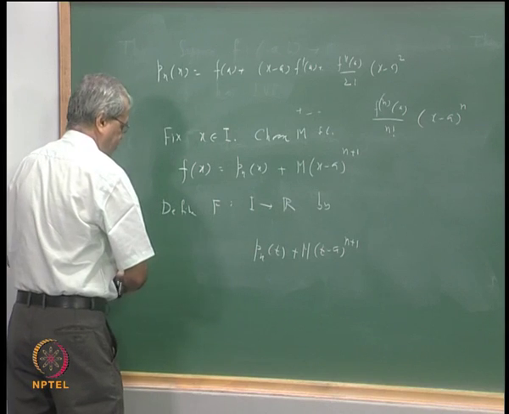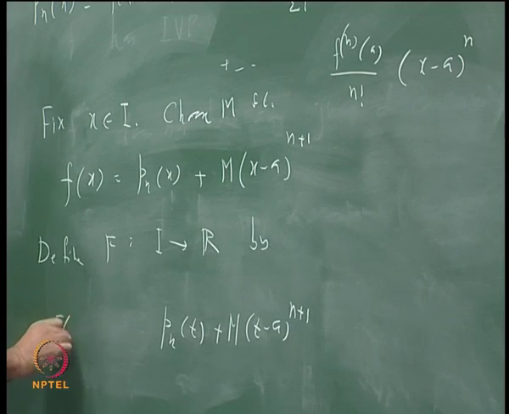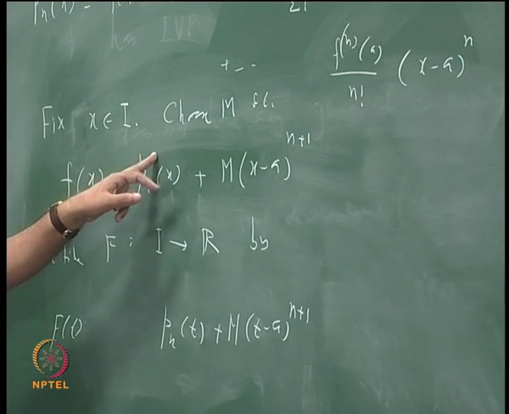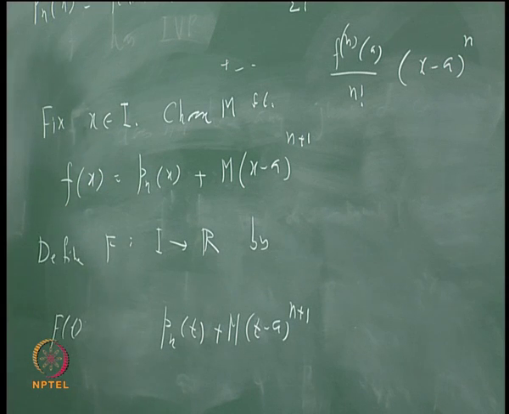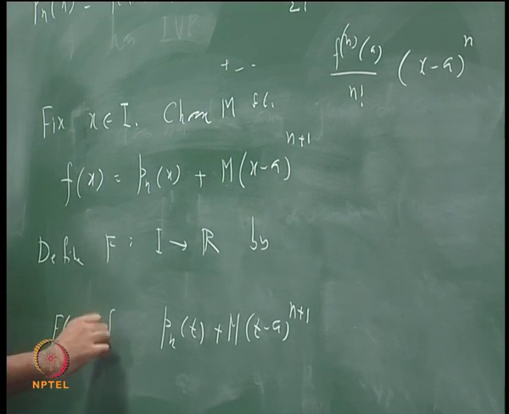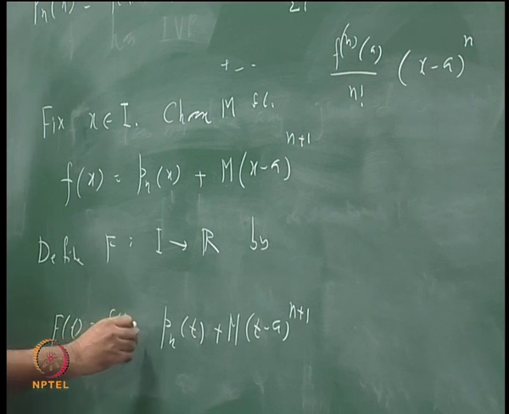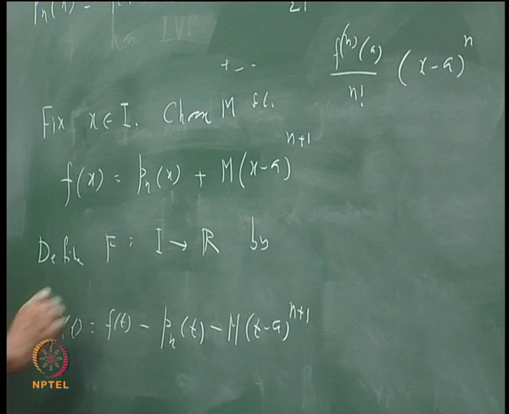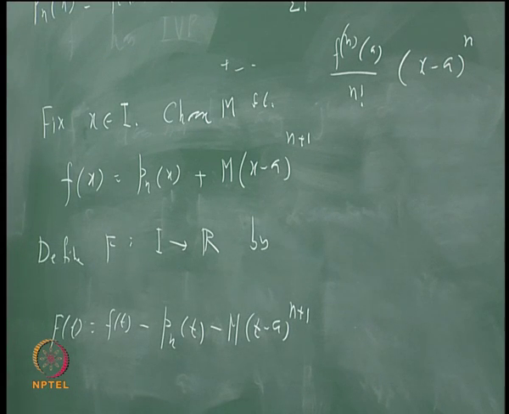There is one more term required. Big F of t, because if I simply say that, it will have no relation with the function small f. It has to depend on small f. So big F of t is equal to small f of t minus this.